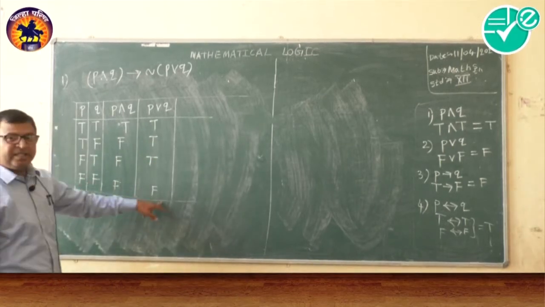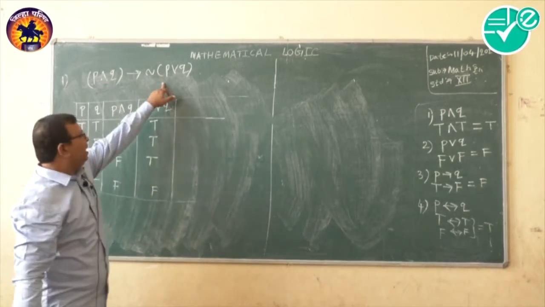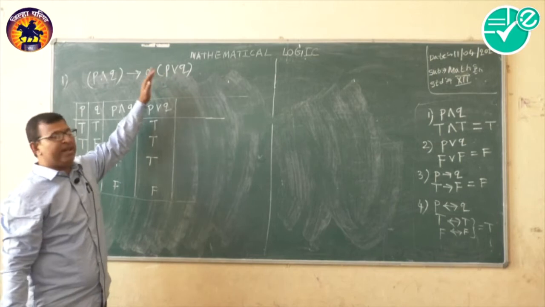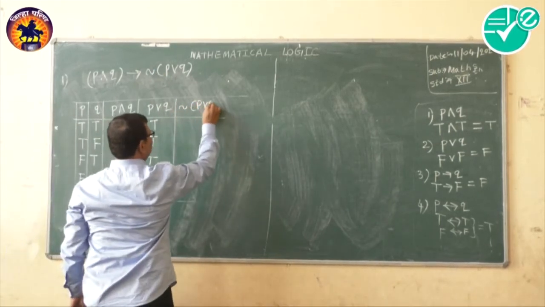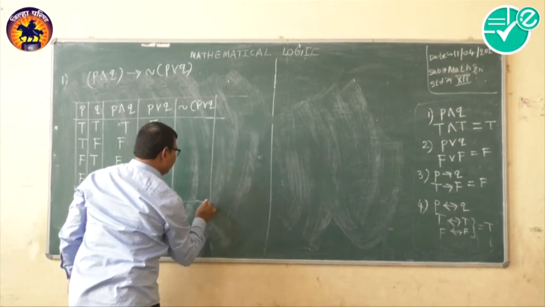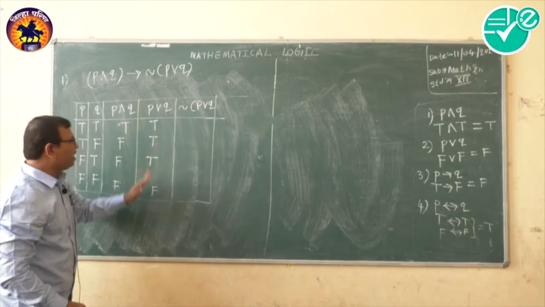Now false is false. Now we have solved P disjunction Q. We have to do the negation of this. That is negation of P disjunction Q. Now see, this is the answer P disjunction Q. We have to do the negation of this.